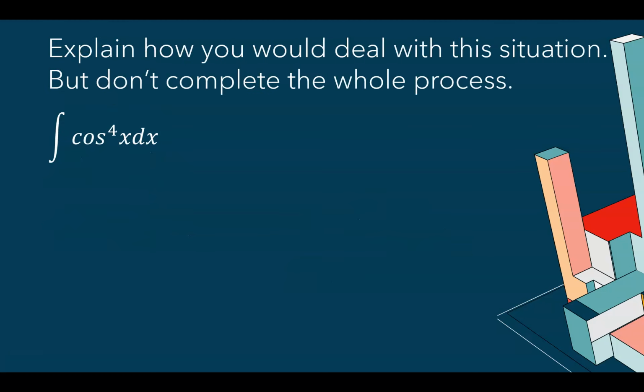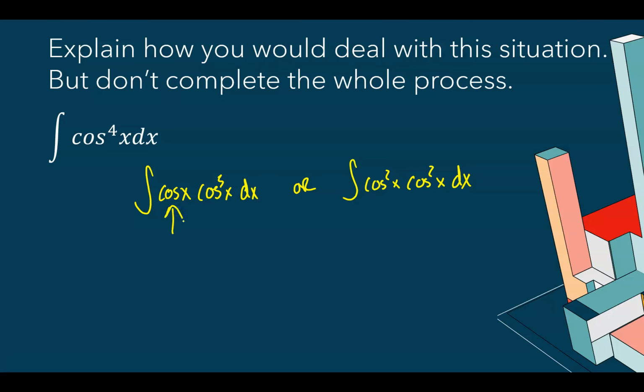Okay. I don't want you to complete the whole process, but how would you deal with cosine to the 4th power? There are two good ideas. Maybe it's cosine x times cosine cubed x dx, or maybe it's cosine squared x times cosine squared x dx. And, well, over here, remember, we can do the antiderivative of a single cosine. And we can do the antiderivative of cosine cubed. But let's see, how do we do cosine cubed?